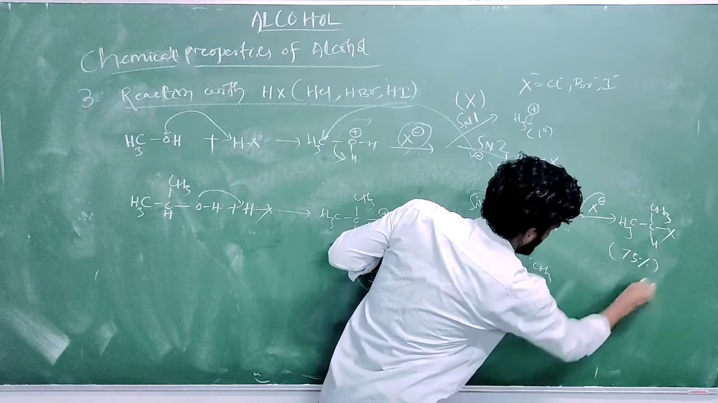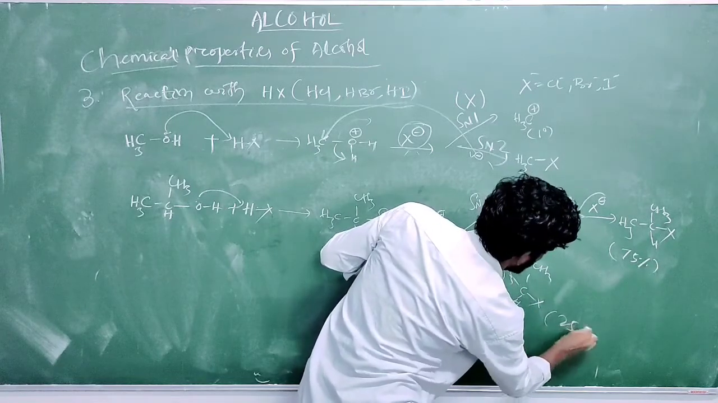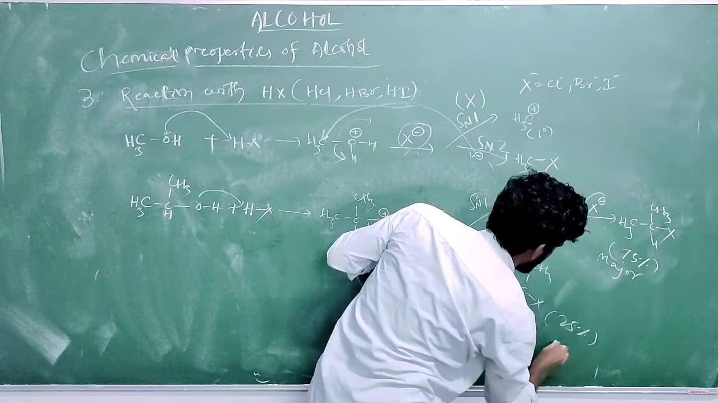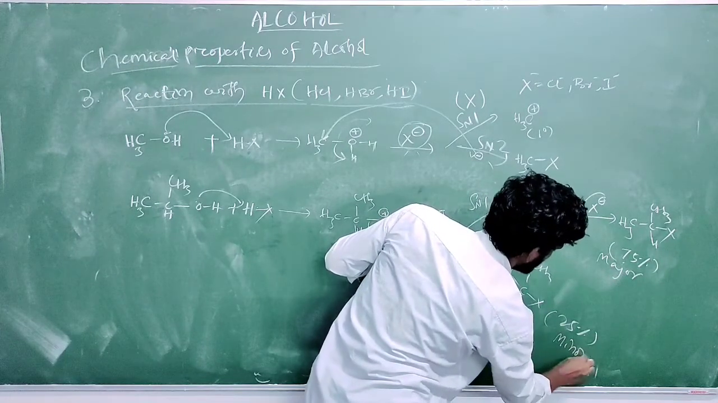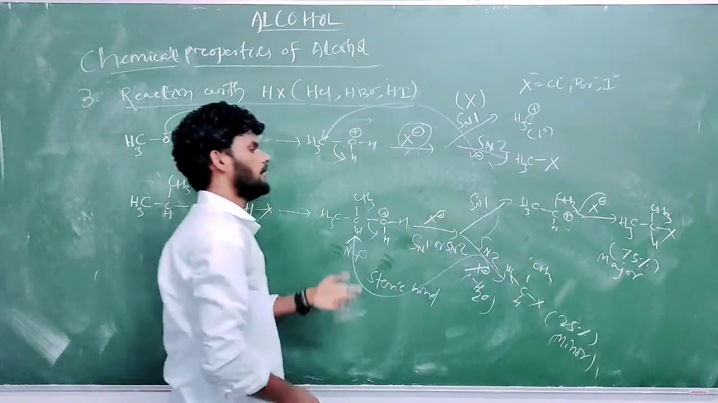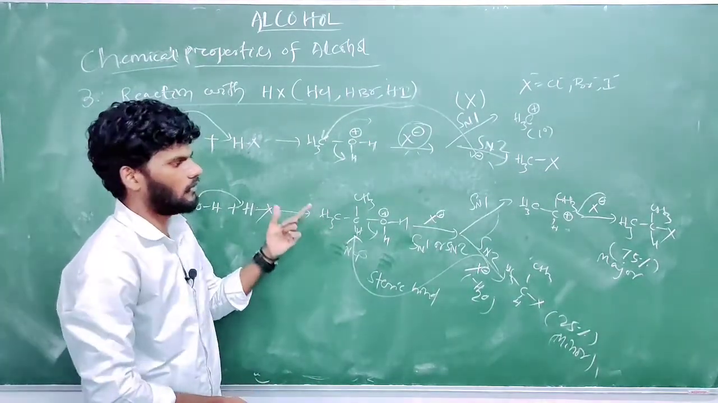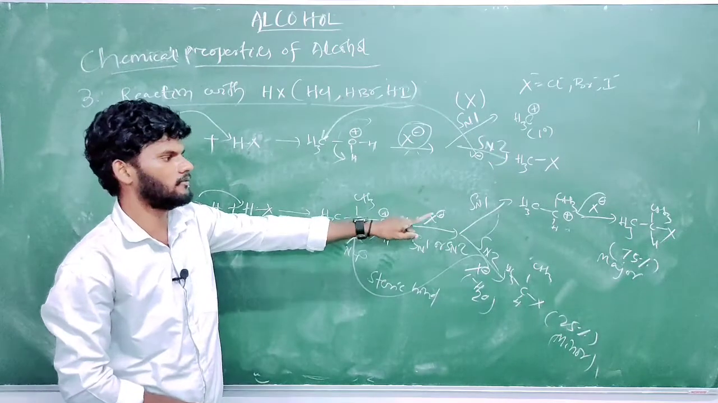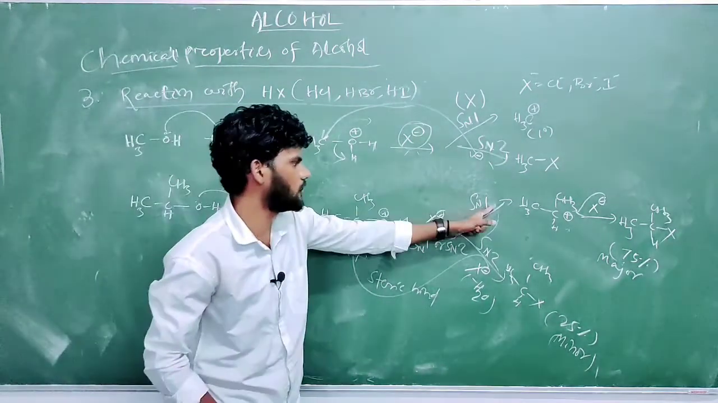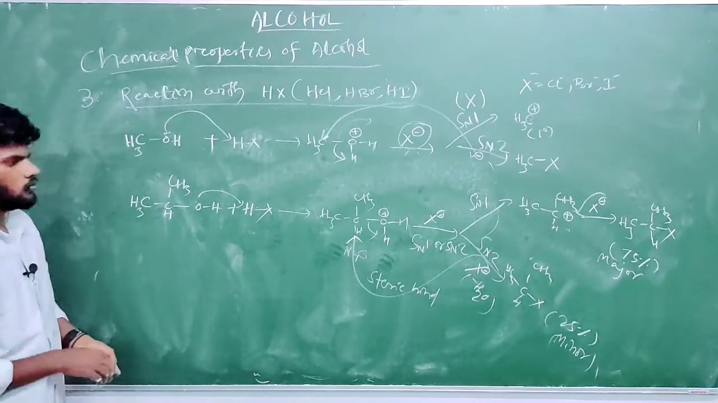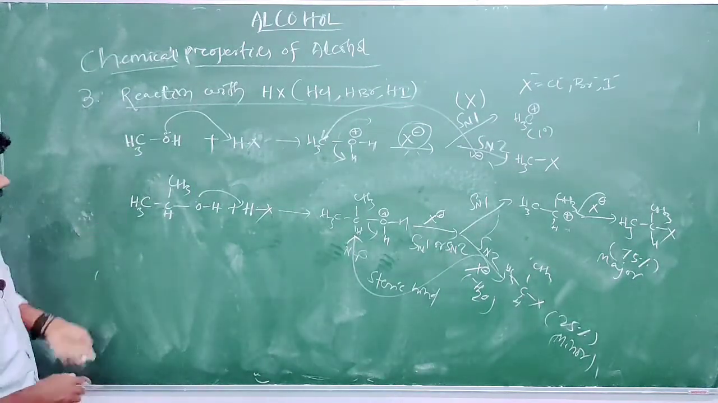If one forms as 75% major product, this product will form only 25%. This is major, this is minor. Okay, all of you got it. If in the exam it asks you to write the one major product, you will write the pathway which undergoes SN1. Okay, so this is primary, this is secondary.